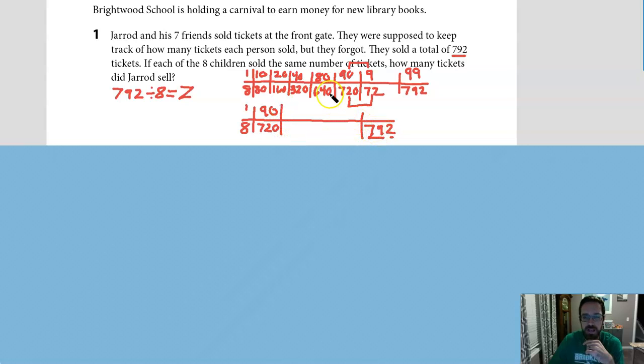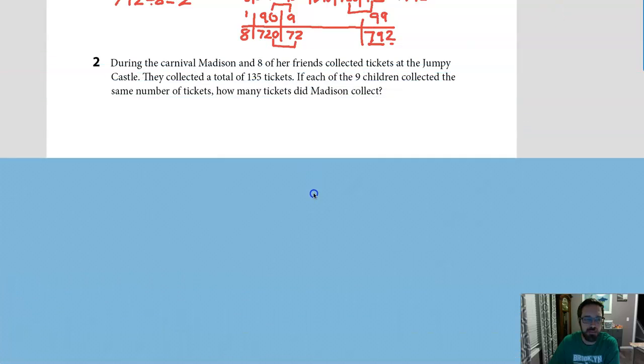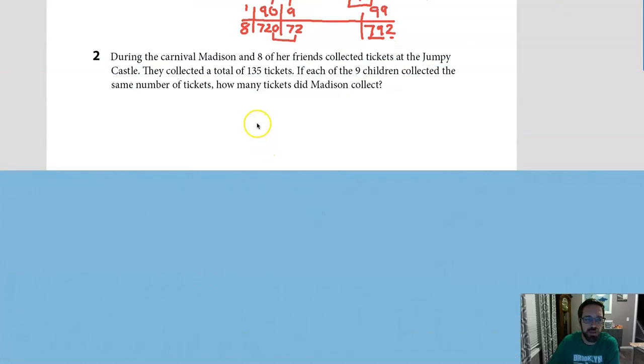And by doing that, I eliminated all of these jumps and problems right there. Again, it's about working on becoming efficient mathematicians. Now I look and I'm 72 away. So I have to figure out 8 times what is 72? Well, 8 times 9. Then I add those two together, and add those two together, which gets me 99. Okay, let's go down and look at our next problem, problem number 2.